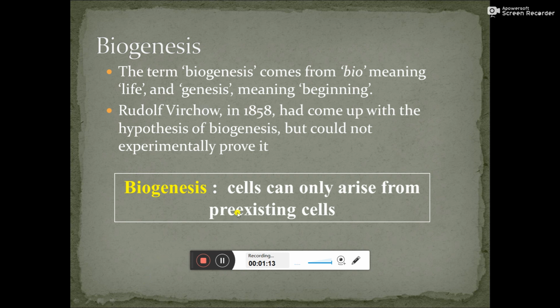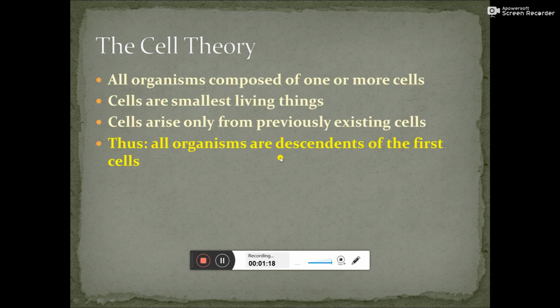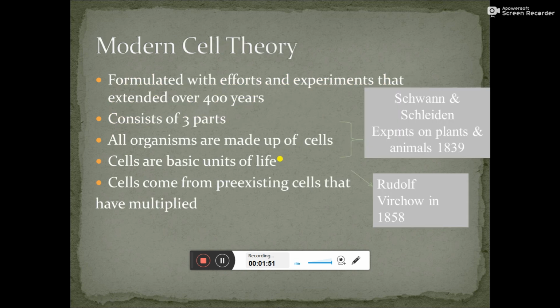And later on, this concept led towards the cell theory. And the cell theory, as we all know, says that all organisms mainly consist of one or more cells, and the cells are the smallest living things. And the cells also arise from previously existing cells. So his concept was that all organisms are the descendants of the first cells. And now we know the modern cell theory.